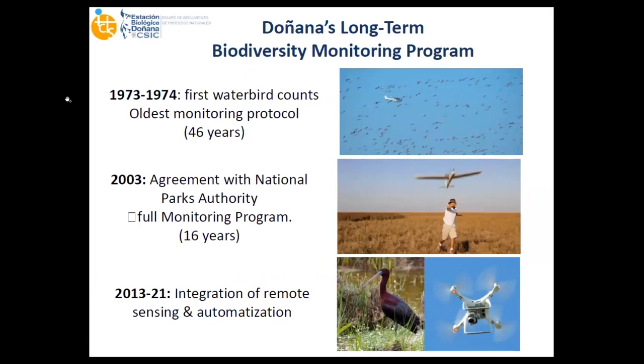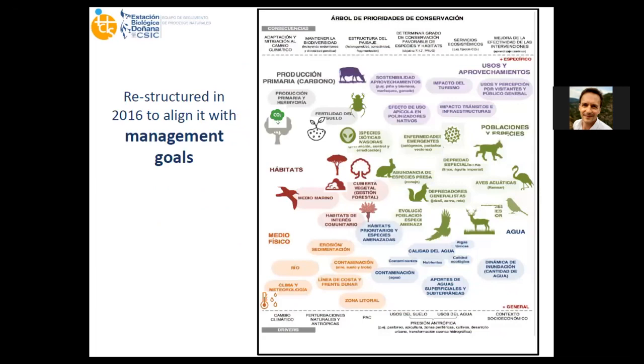Very briefly, this is the longest long-term monitoring program in the Spanish National Parks. It's been running since 1973, when the bird counts started, and after that, it has been incorporating monitoring aspects in all kinds of different ecosystem components. Since 2013, we have been working on integrating remote sensing and automatization in our program. The program was restructured in 2016 to align it with management goals.